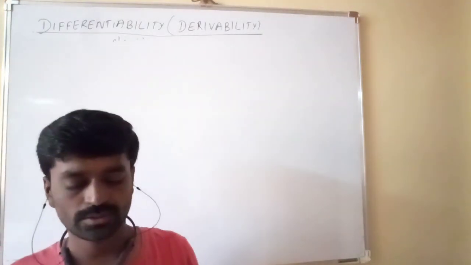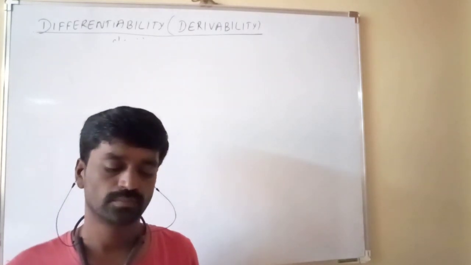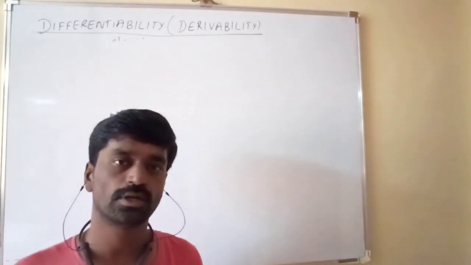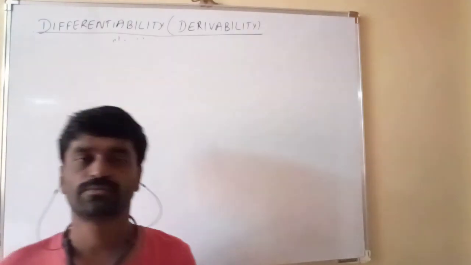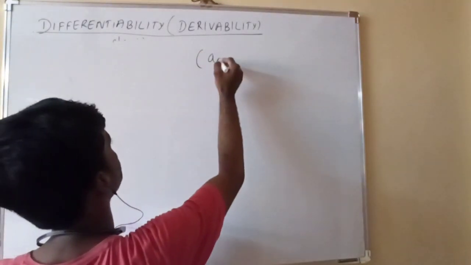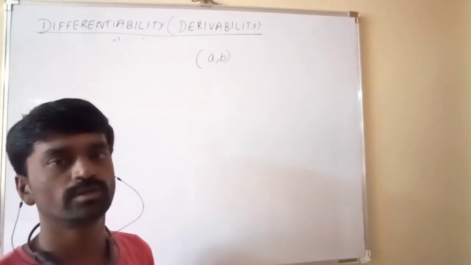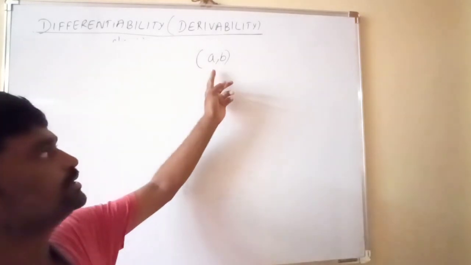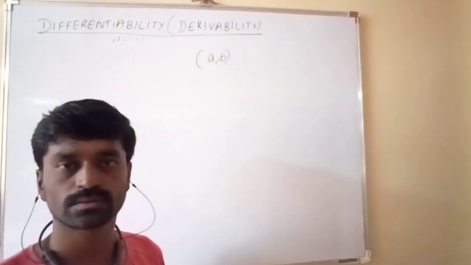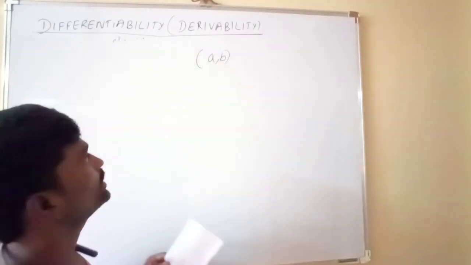Next, just like continuity on an interval, which we have learned, we now look at differentiability or derivability on an interval. A function f is said to be differentiable on an open interval (a, b) if it is differentiable at each and every point on the open interval (a, b). So all polynomial functions are differentiable. Next, the closed interval [a, b].